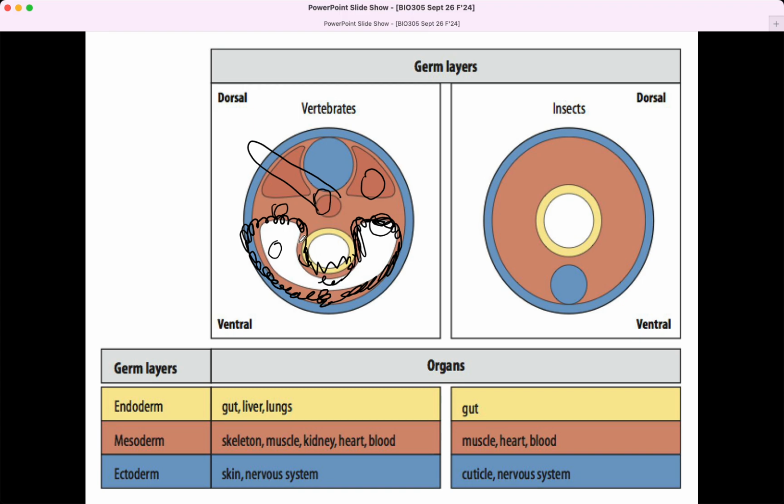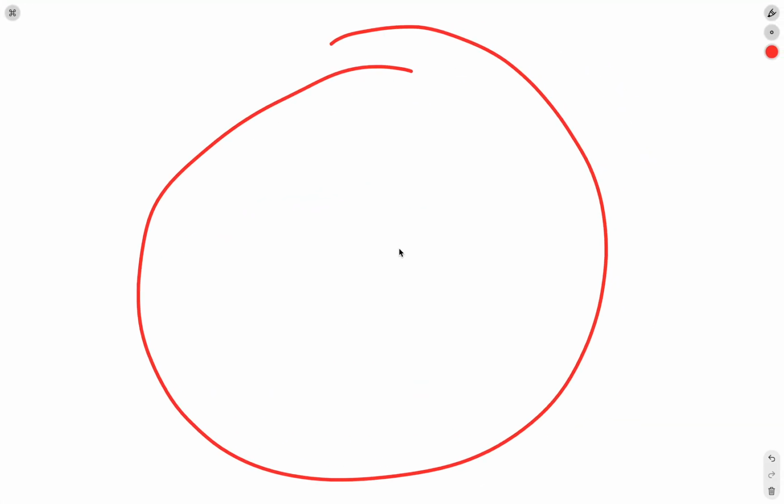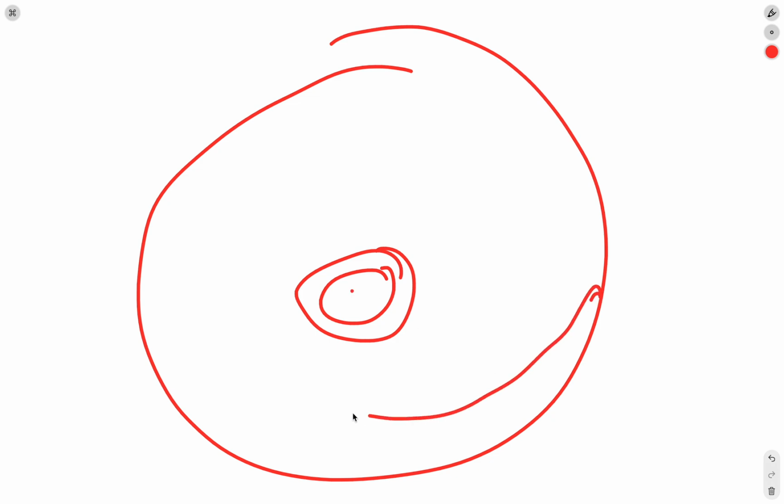So now I'm going to erase that and show you something. So you can see that this lateral plate mesoderm here is in a different position than this lateral plate mesoderm over here. And those regions have two different names, and they have funny names, and I'll write them up. Maybe I'll draw it over here. So that inner part has a name that's surrounding the digestive tube, and then this outer part has a name.